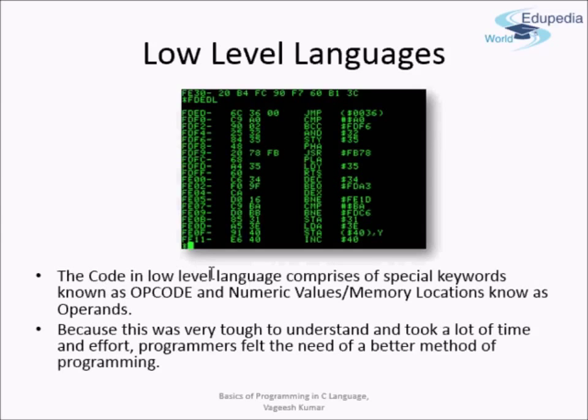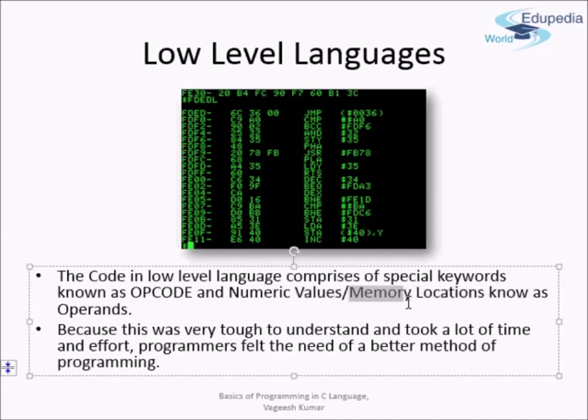The code in low-level languages comprises special keywords known as opcodes, which is nothing but a short form for operation codes, and numeric values. Every instruction, as we know in programming, must contain two things. First is the operation, what operation has to be performed, and the second is the numeric values on which the operation has to be performed. These numeric values could also be stored in certain memory locations, so in that case we pass the memory locations to the opcodes.